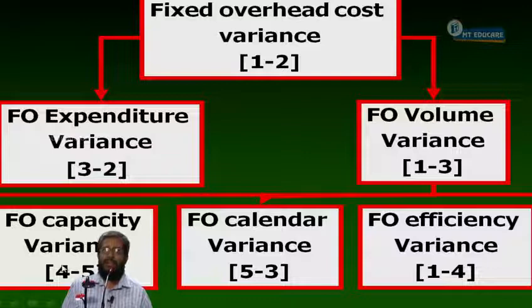If you cancel this, 4 minus 5 plus 5 minus 3 plus 1 minus 4, what happens here? 4 minus 5 plus 5 minus 3, the 5 and 5 get cancelled, becomes what? 4 minus 3. Plus 1 minus 4 becomes what? 1 minus 3. Plus 3 minus 2 becomes 1 minus 2. That's a breakup. Okay, this is regarding the fixed overhead variance calculations.